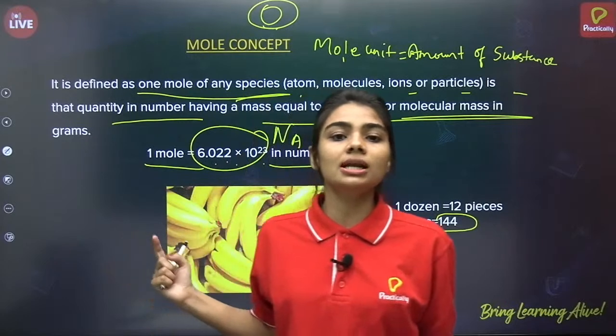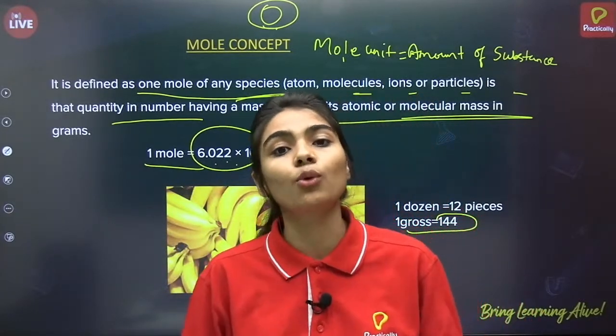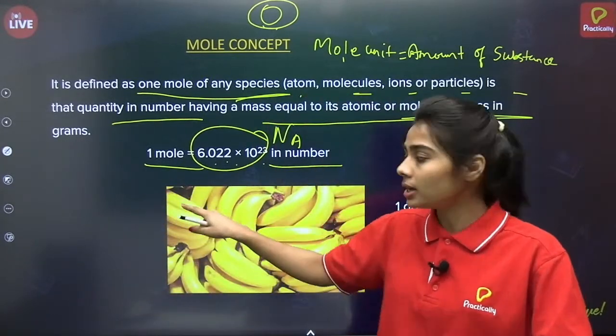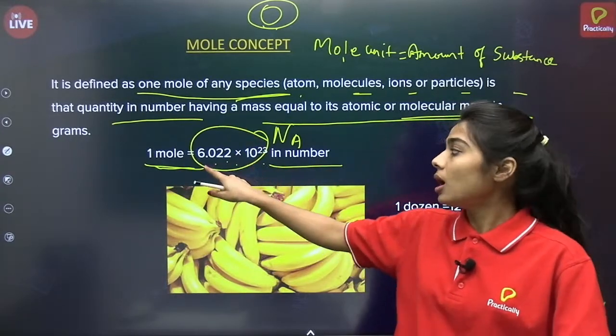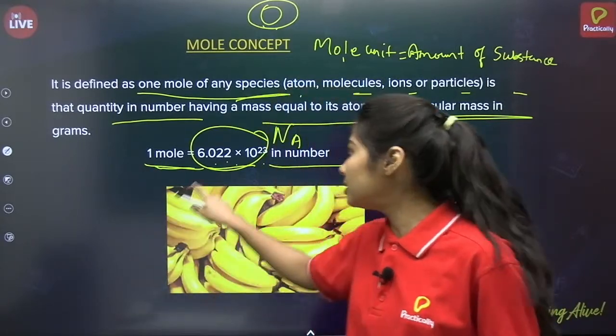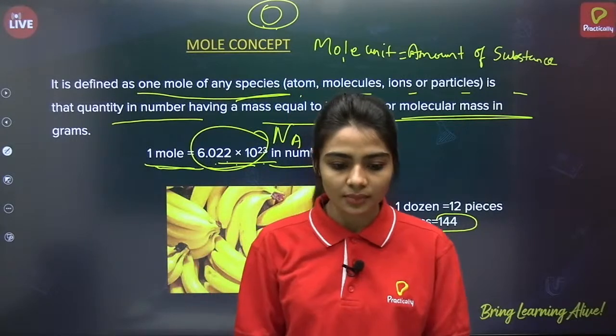तो हमने उसके लिए एक नया टर्म निकाला, एक नई यूनिट निकाली जिसे हम मोल बोलते हैं. ठीक है. और अगर हम एक मोल की बात करें तो 1 मोल इज इक्वल टू हाउ मेनी नंबर्स, हाउ मेनी पार्टिकल्स या हाउ मेनी आयंस, दैट इज 6.022 into 10 की पावर 23. करेक्ट.